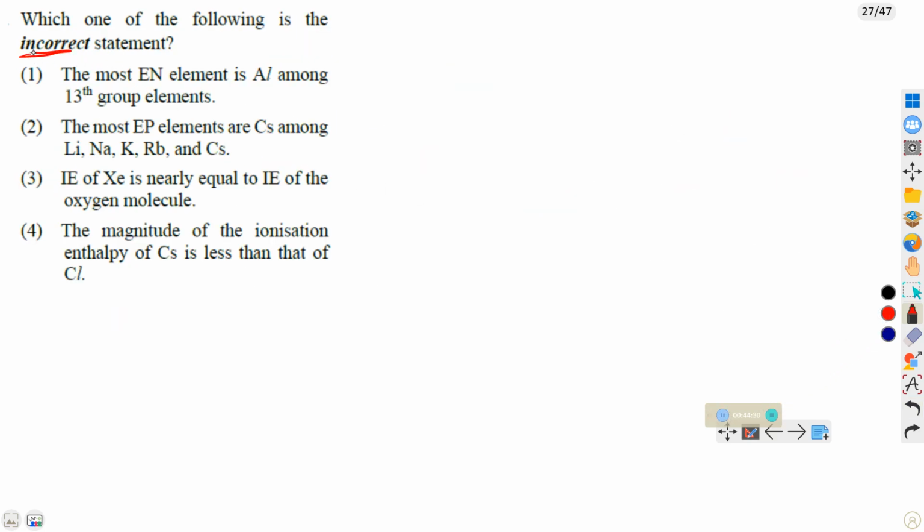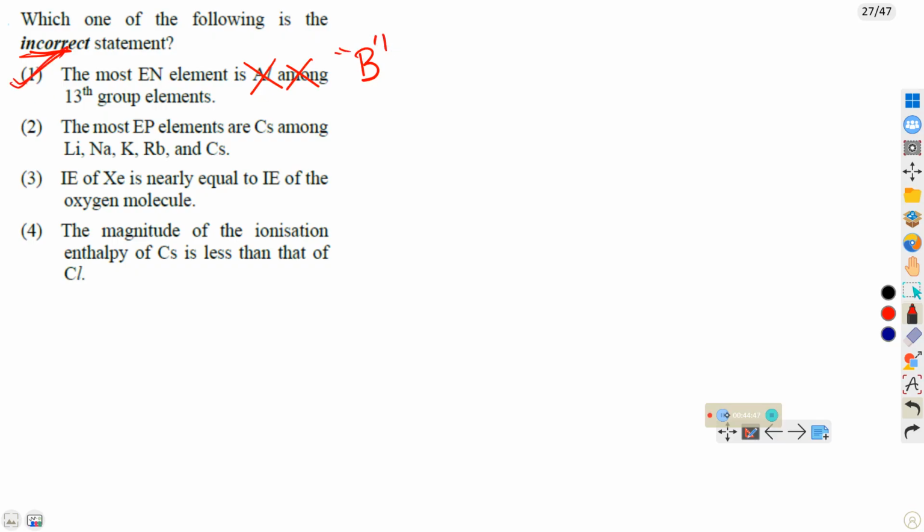Incorrect statement among the following. The most electronegative element is aluminum among 13th group. This is the only incorrect one. Not aluminum. Boron is the more electronegative element.